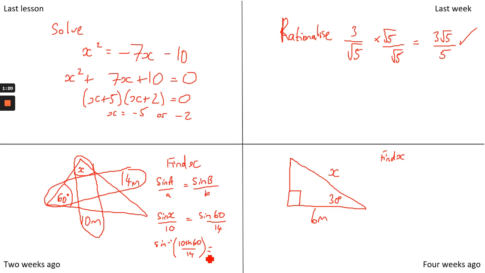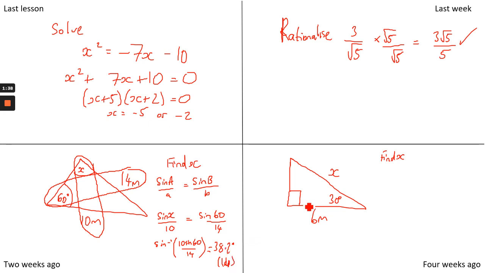And all I've got to do is type that into my calculator correctly. So 10 sin 60 over 14. And that's going to give me an answer of 38.2 degrees to 1 decimal place.